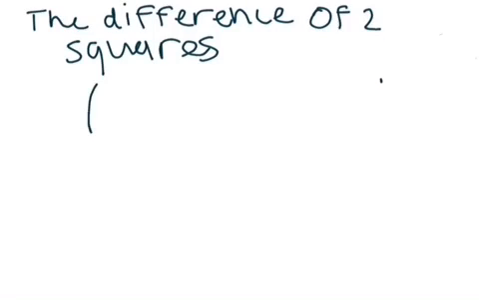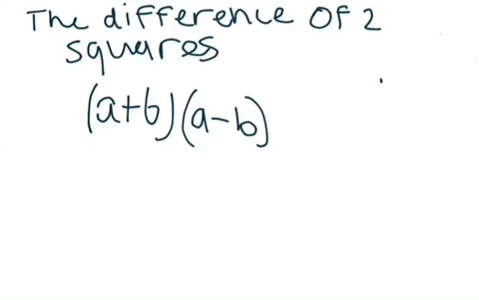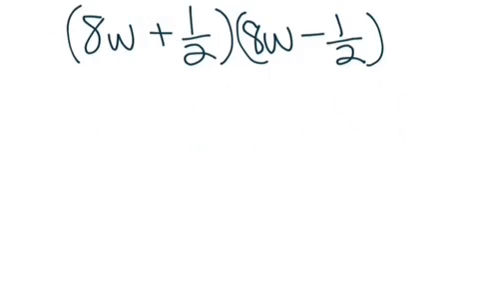It's a simple formula. A plus B times A minus B equals A squared minus B squared. Now, the product of the sum and the difference of the same two numbers is the difference of their squares. That's just basically in word terms. Let's try it out.